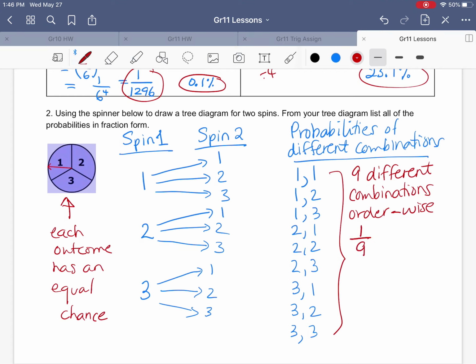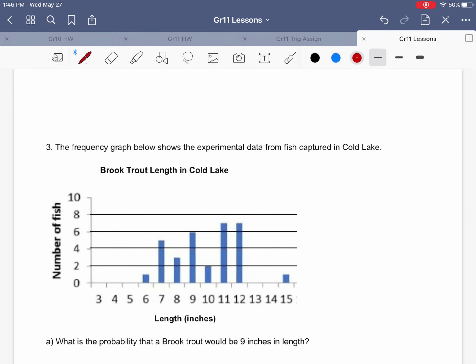So this means there's a 1 out of 9 chance for each combination in that order. It would be different if we said the order didn't matter, because you could say 1 and 2 is the same as 2 and 1 if order didn't matter. Okay, let's move on to our next question where we're going to be analyzing a graph.